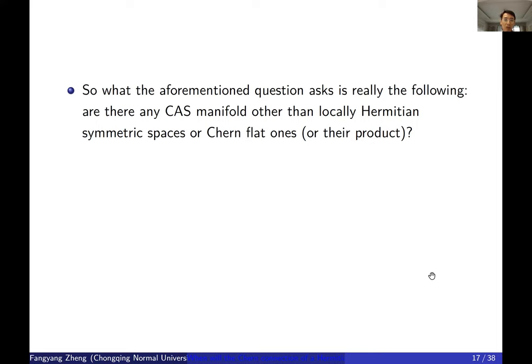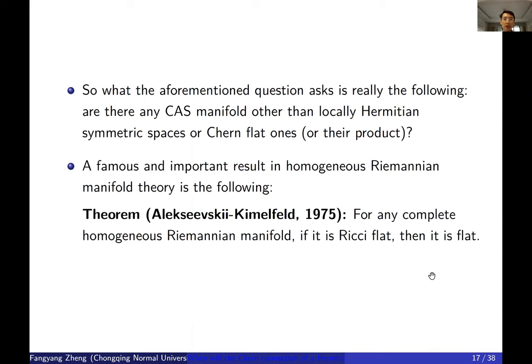Until we found an algebraic version of the AK theorem, which allowed us to proceed. Let's recall what the AK theorem says. This is Alekseevsky and Kimelfeld in the 1970s. It says that if you have a homogeneous Riemannian manifold, then Ricci flatness implies flatness. Here, of course, homogeneity is important. Without this assumption, it's clearly not true. But for a homogeneous space, somehow the flatness of Ricci controls the flatness. So this is an interesting statement.